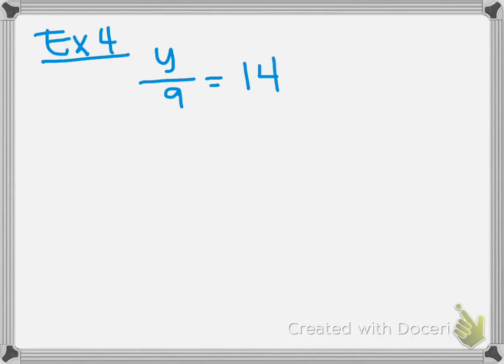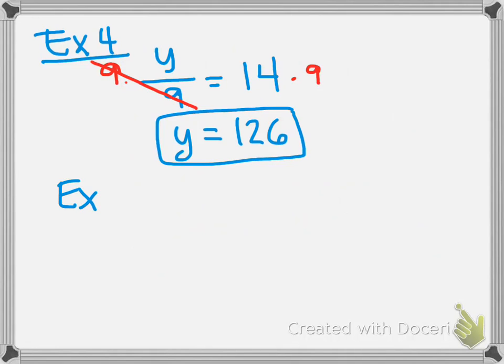Example 4, that's y over 9 equals 14. That's basically division. Y, or a number, divided by 9 equals 14. So in order to undo division, you're going to use multiplication. So I'm going to multiply both sides by 9, and that becomes 1. 1y equals, and 14 times 9 is 126.